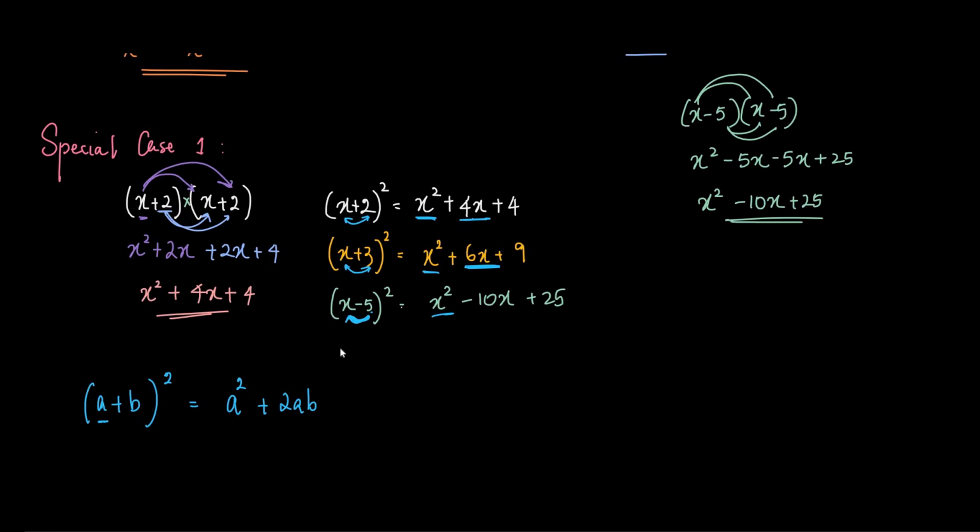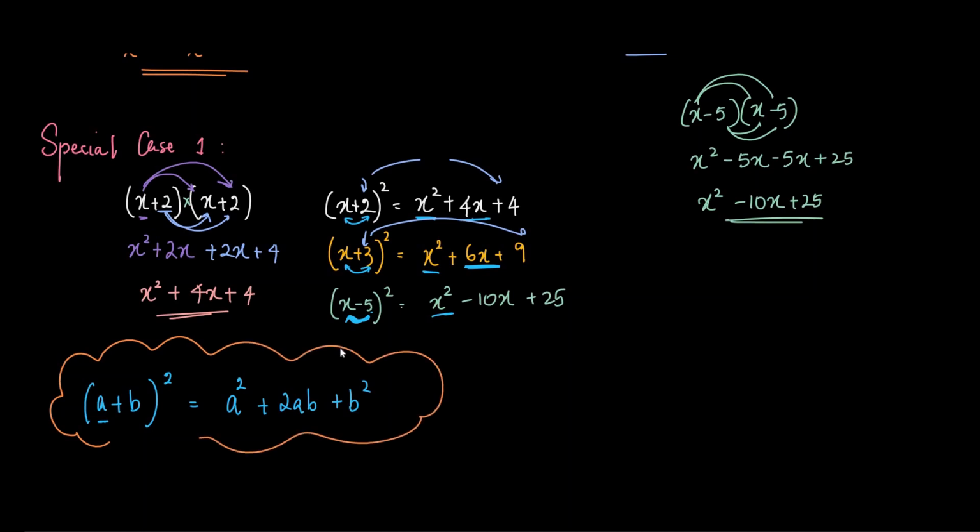And then the last term, as I mentioned, is just the square of the term inside. So in the first one, 2 becomes 2 squared, 3 becomes 3 squared, 5 becomes 5 squared. So b has to become b squared. So this is special case 1, and we call this a perfect square. So what's the perfect square formula? The perfect square formula is a plus b whole thing squared is equal to a squared plus 2ab plus b squared.